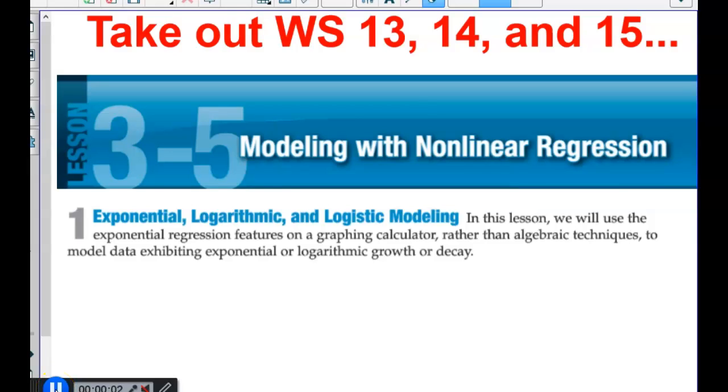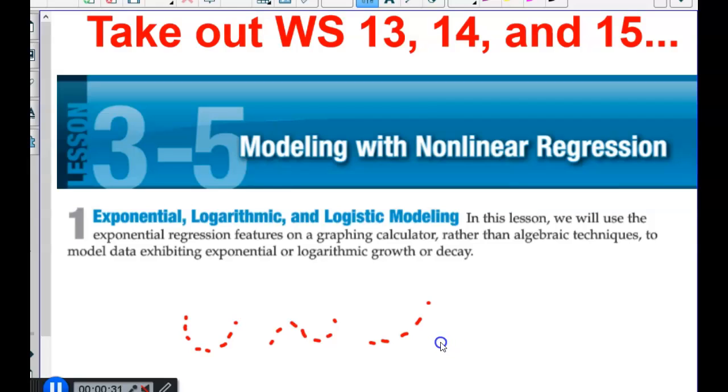So we're going to do all kinds of nonlinear regressions today. Does anybody know which ones we've already done? Anybody remember? We did linear regressions at the beginning of the year, like the second or third day. But then we did quadratic, we did cubic, we did exponential and power, which look a lot the same.